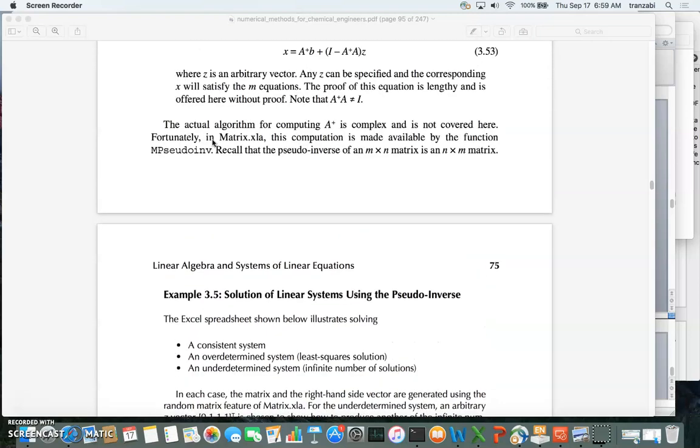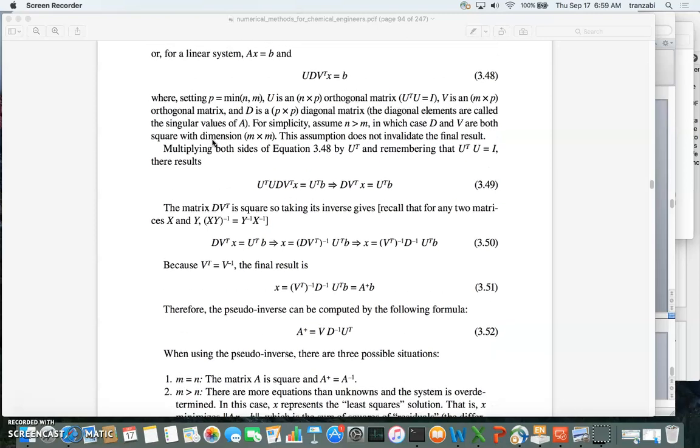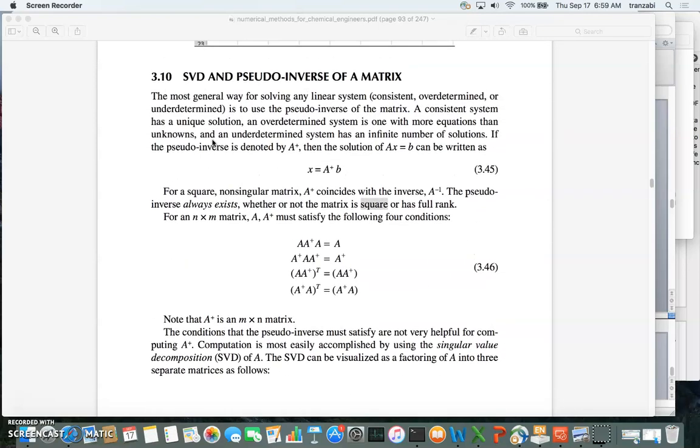Just a quick reminder, if the system has an infinite number of solutions, we can find those solutions through singular value decomposition and the pseudo inverse. That is a technique that we can see in section 3.10 of the textbook.